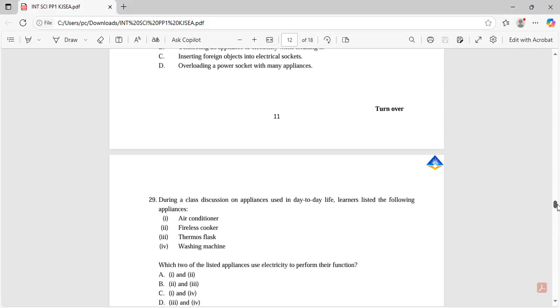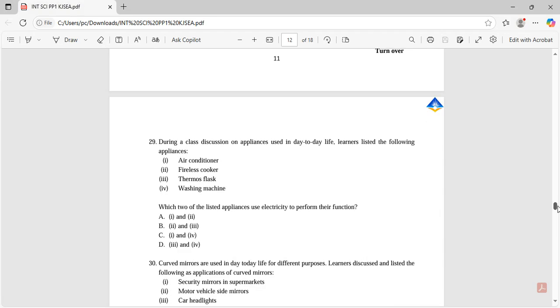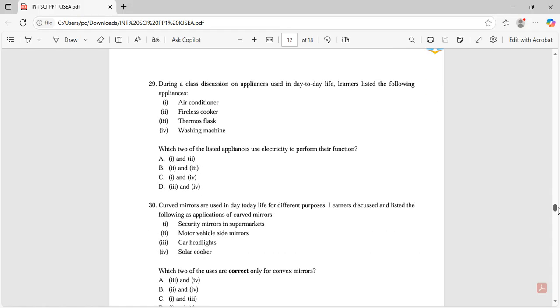During a class discussion on appliances used in day-to-day life, learners listed the following appliances: air conditioner, fireless cooker, thermal flask, washing machine. Which of the listed appliances use electricity to perform their function? An air conditioner and a washing machine, 1 and 4. So 29C. Finally, the last question of section A.